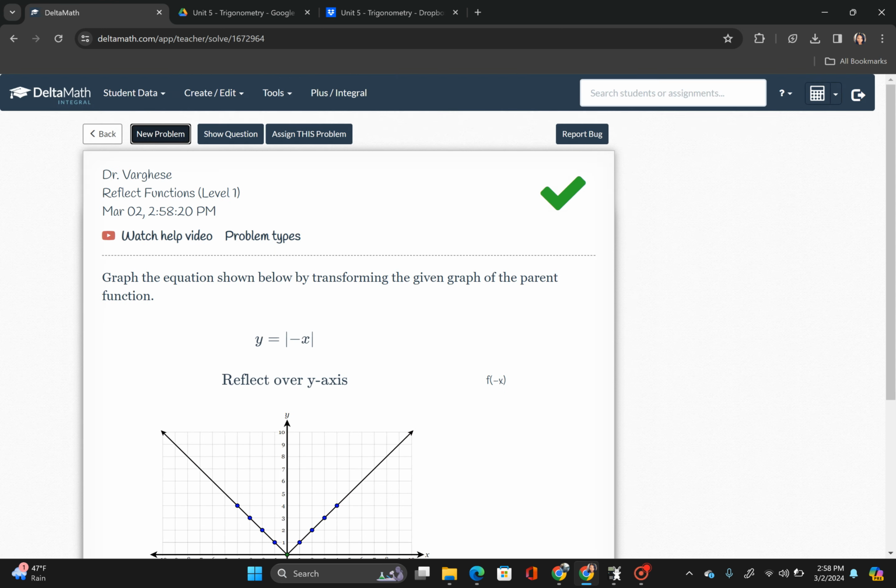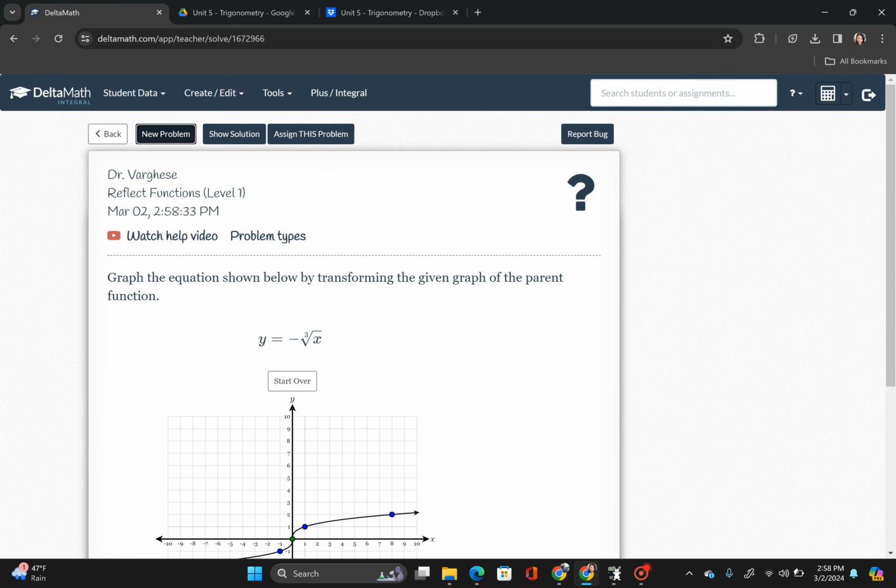Let's do another one. Okay. So I have, it says graph.